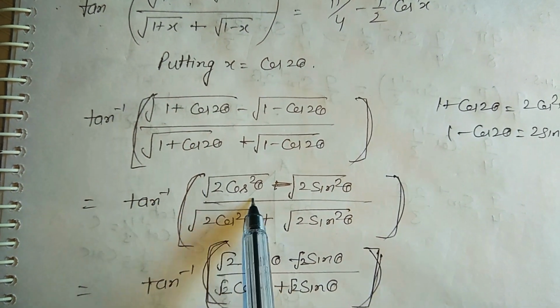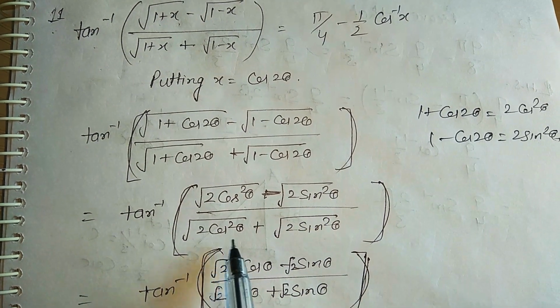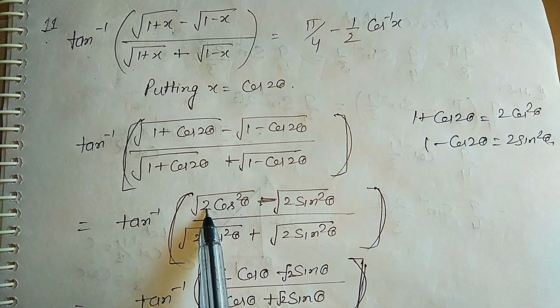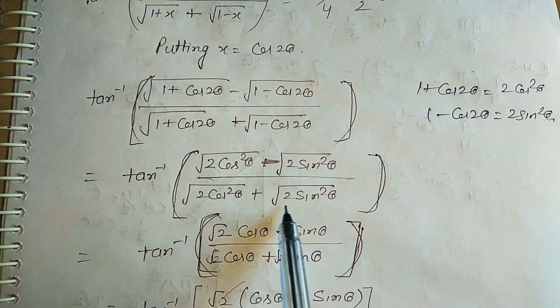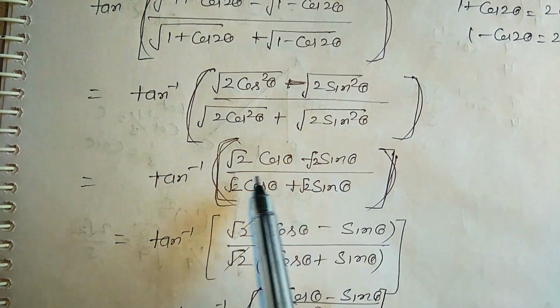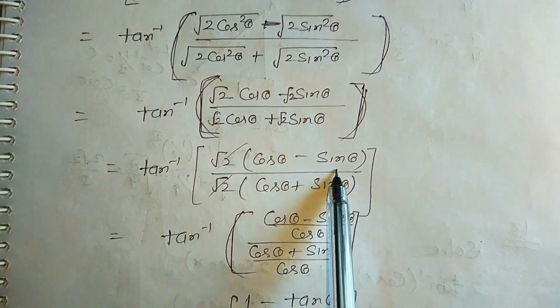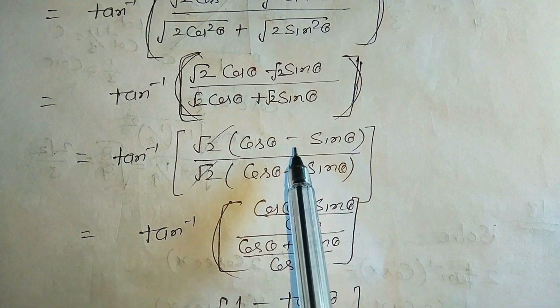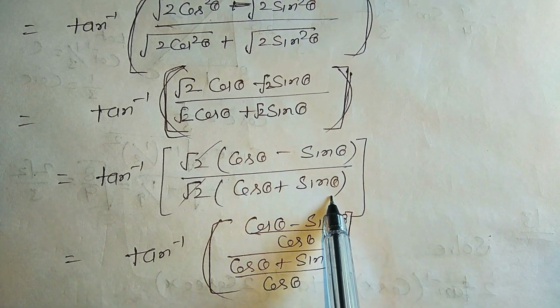1 plus cos 2 theta is 2 cos square theta, and 1 minus cos 2 theta is 2 sin square theta. The denominator is the same. It will be root 2 cos theta, root 2 sin theta, root 2 cos theta, root 2 sin theta. Root 2 is common in numerator and denominator, so it cancels. This is the same question we did in exercise 2.2 example. Cos theta minus sin theta upon cos theta plus sin theta.